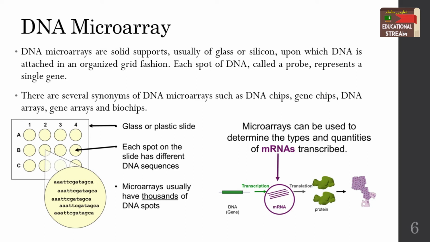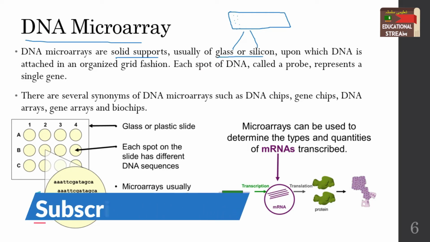In future, our focus will be on studying the DNA microarray. What is meant by DNA microarray? DNA microarray are solid supports, and these solid supports are usually of glass or silicon. So the chip that we use as a solid support is made up of glass or silicon, and upon this chip DNA is attached in an organized grid fashion in the form of rows and columns. They are at equal distance, as you can see in this diagram. All the DNA molecules are immobilized or attached on this solid surface in an organized fashion.